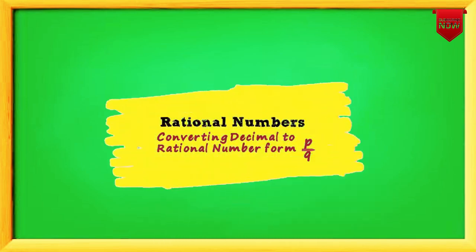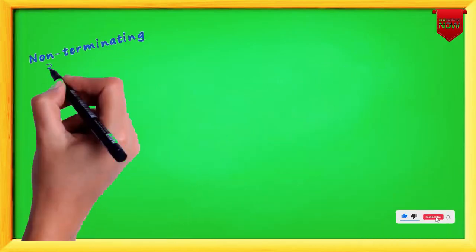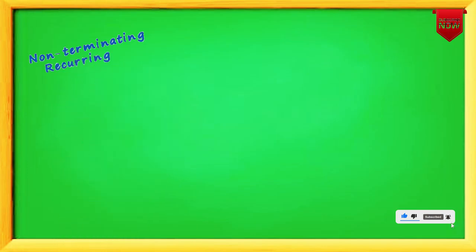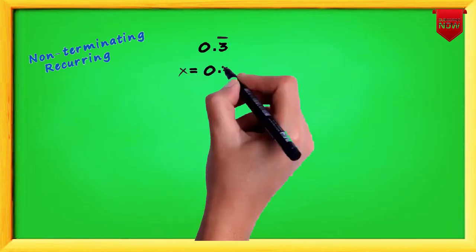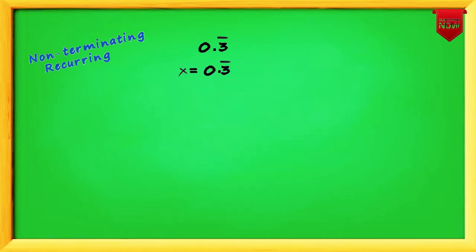In this video, I'll show you how we convert a non-terminating recurring decimal to the form p by q. Take the number 0.3 with a bar over 3. How do we get this in the form p by q? It's simple but interesting. Let's equate x with 0.3 bar. You will know soon as to why we're doing this.